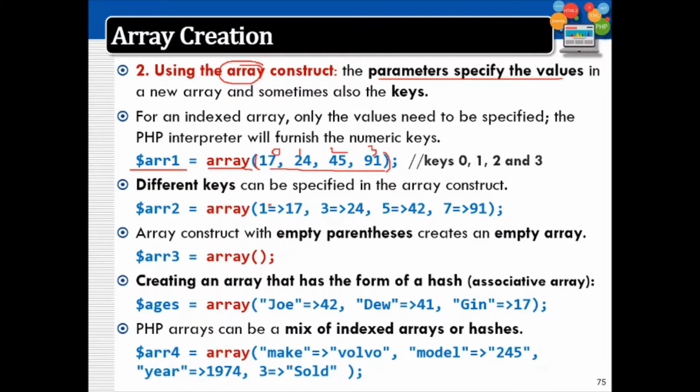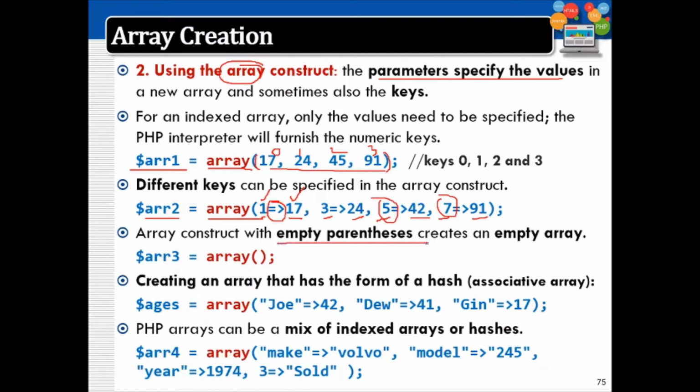If you want to specify different keys, it can be specified using the array construct. So here is ARR2, array construct within brackets. You can give the key as well as the value. This is the symbol used to relate the key and the value, an equal to and a greater than symbol. So for 17, the key will be 1. Normally, if we don't specify this, the key will be 0. For 25, I am giving 3 as the key. For 42, I am giving 5. For 91, I am giving 7 as the index. So these indexes can also be specified by the users.